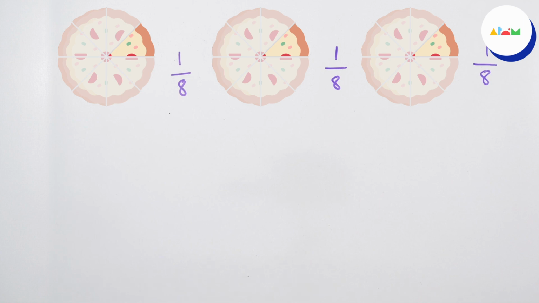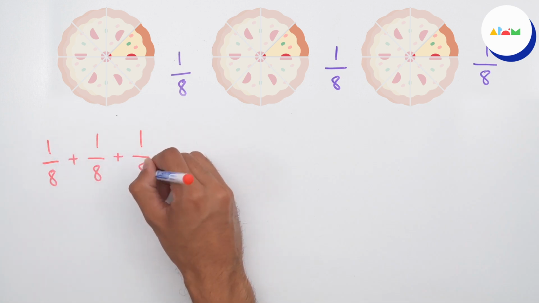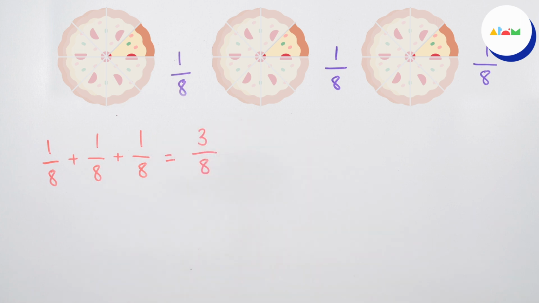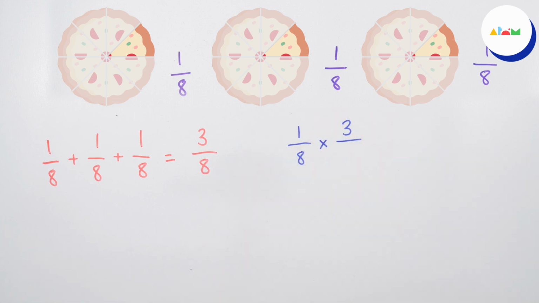But how can we write this as a fraction of just one pizza? We can work this out as repeated addition. 1/8 add 1/8 add 1/8. And this equals 3/8. We can also calculate our answer with multiplication. We have 3 lots of 1/8. 1/8 times 3. When multiplying fractions, we simply multiply the numerators and the denominators together.